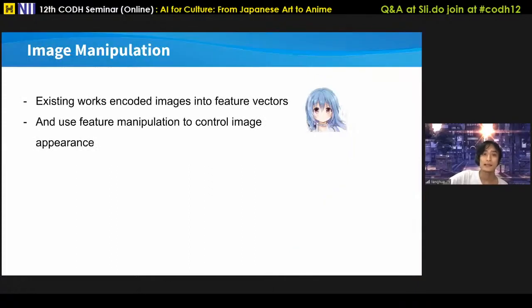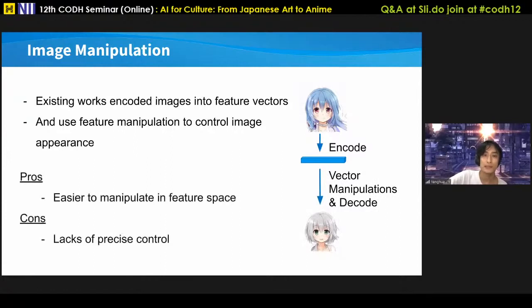Let's begin with an analysis of previous approaches. As far as I know, all existing work on anime GANs uses a latent space manipulation approach. They first encode images into feature vectors, do some affine transforms on the feature vectors, and decode the manipulated feature vectors back into the image space. This method is quite simple, but a critical issue is the lack of expandability, with the result that precise control is quite difficult.